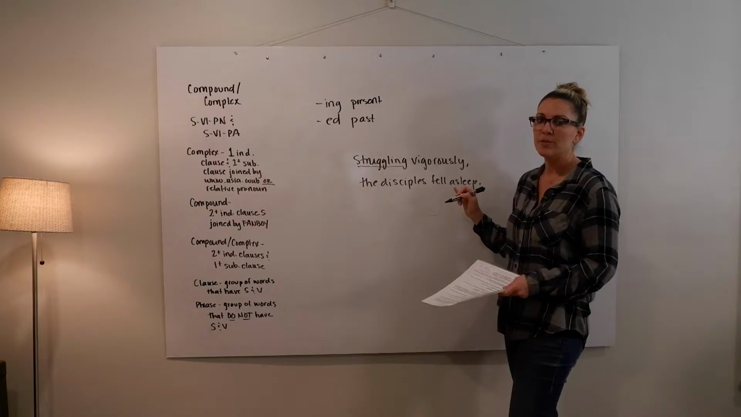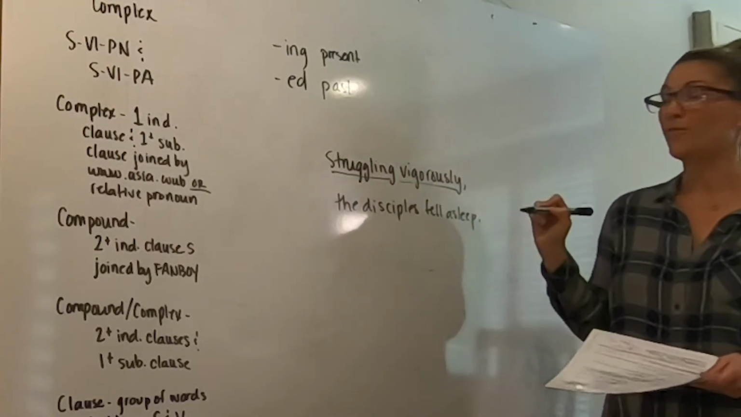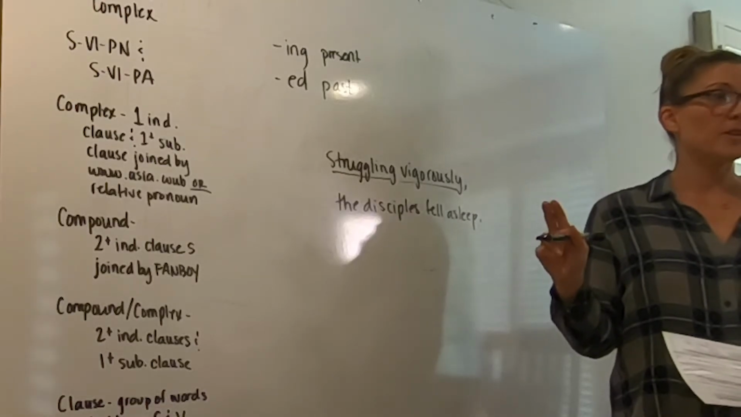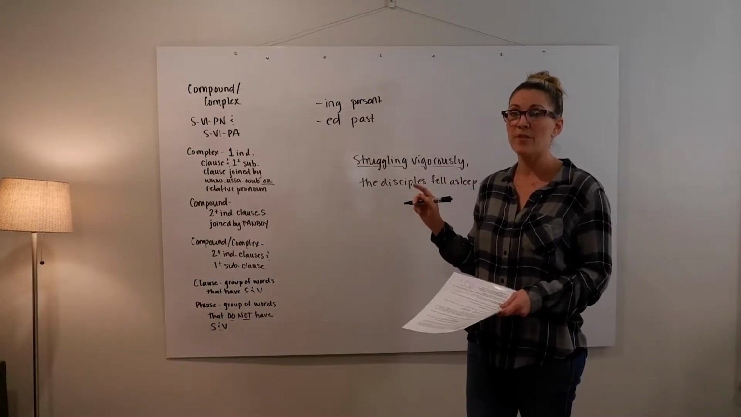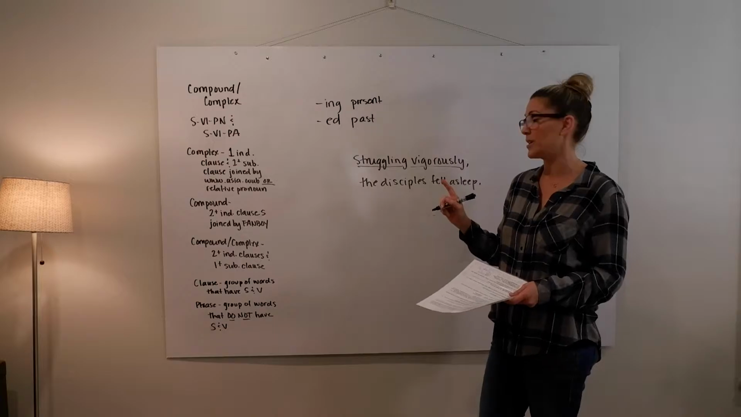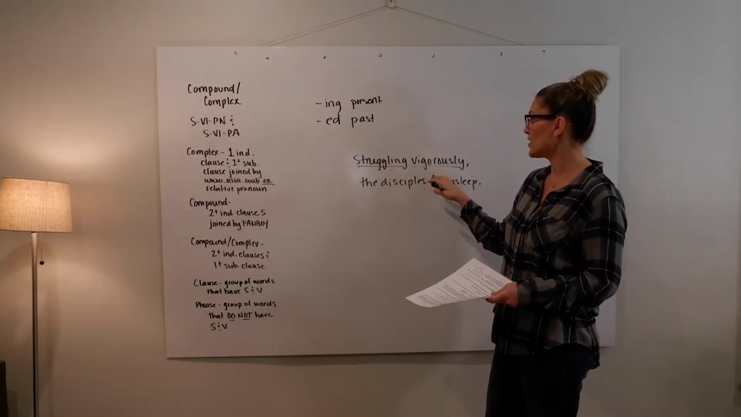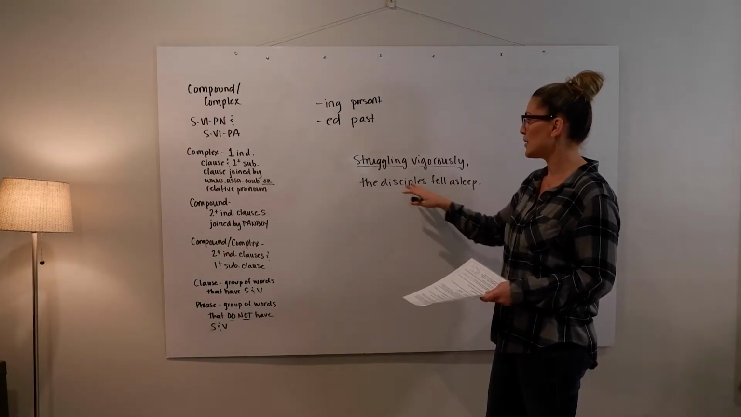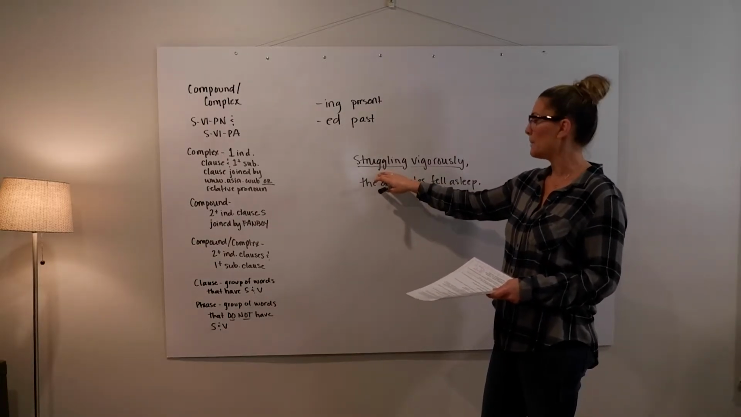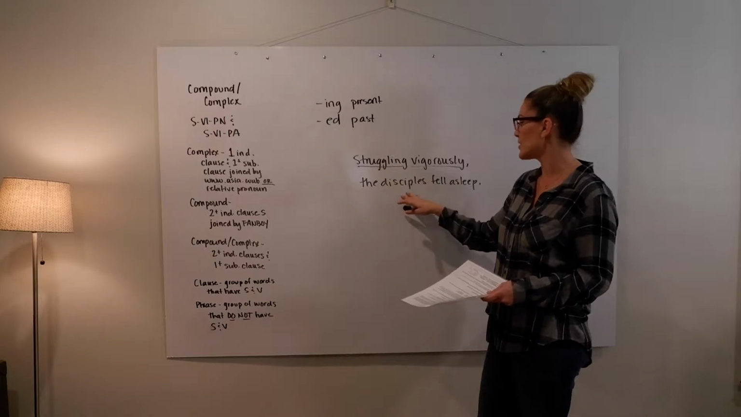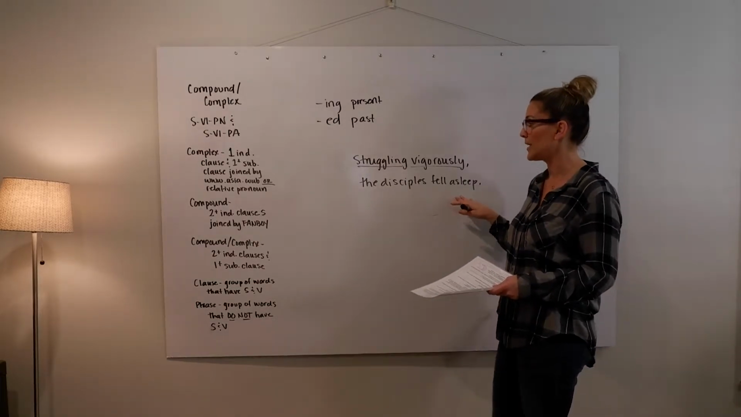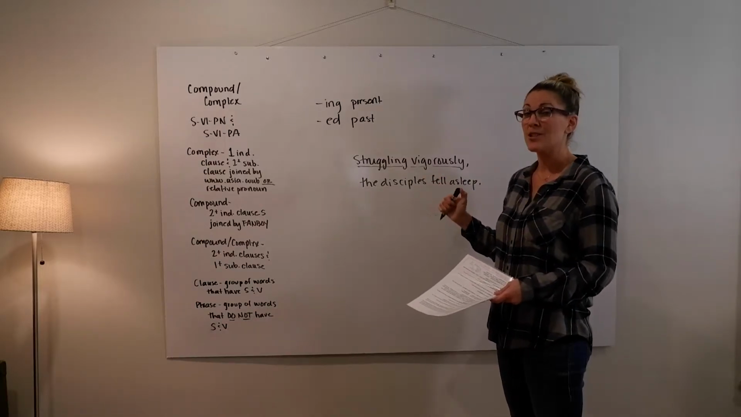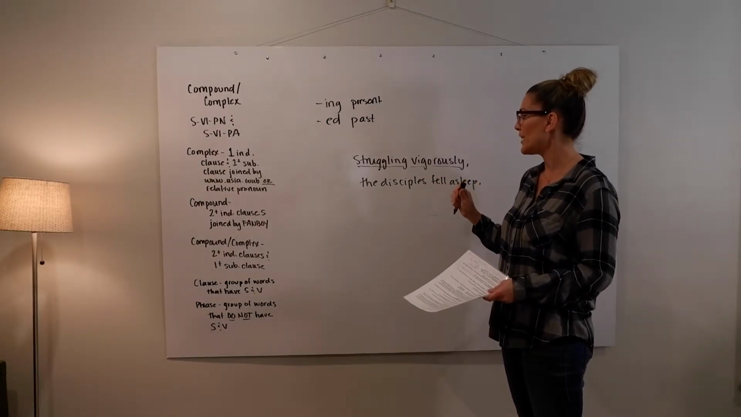In the book, it tells you that this participle phrase, so remember the difference between a clause and a phrase. A clause has a subject and a verb. It's a group of words with a subject and a verb. A phrase is a group of words without a subject and a verb. So here we have a group of words without a subject and a verb. Struggling vigorously, the disciples fell asleep. So we have a present participle here. It's not the verb in the sentence. The disciples are not struggling, right? They're falling asleep. However, in the book it tells you that this is an adjectival present participle phrase.